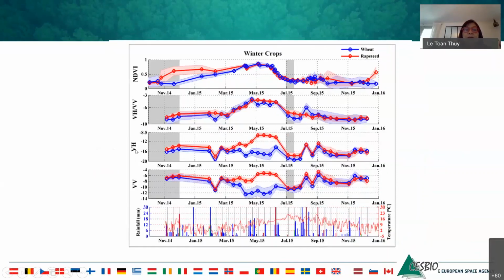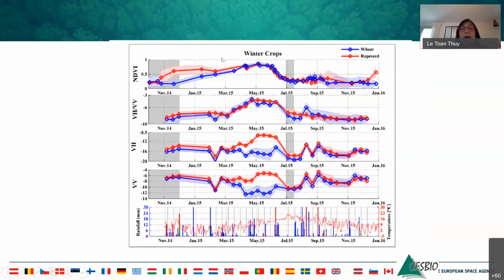Here, the VH, and the ratio. And here, look at VV. Here I show temperatures and rainfall. It's very surprising for whoever cannot understand the physics of this. The rapeseed, in red, goes up with the vegetation curve. The first block of gray is the sowing period, and the second block of gray is the harvest period. So after that is the soil or other things.